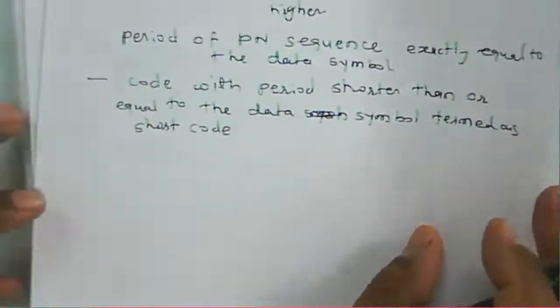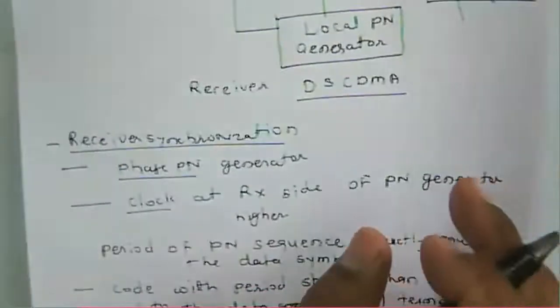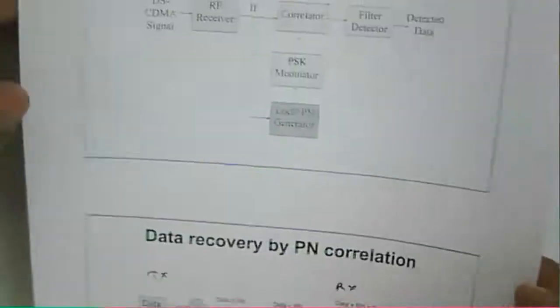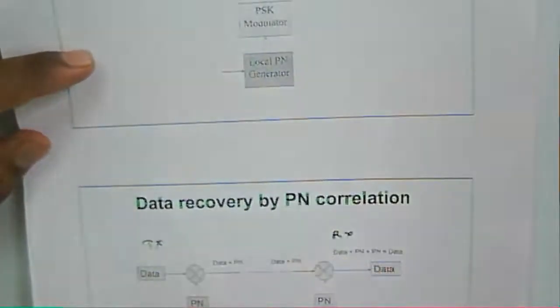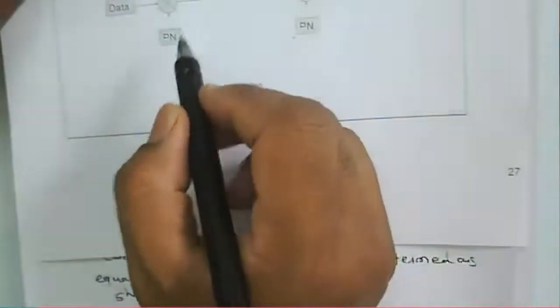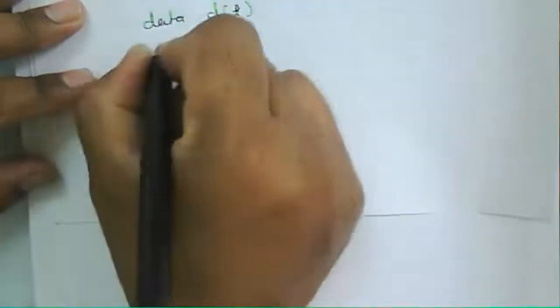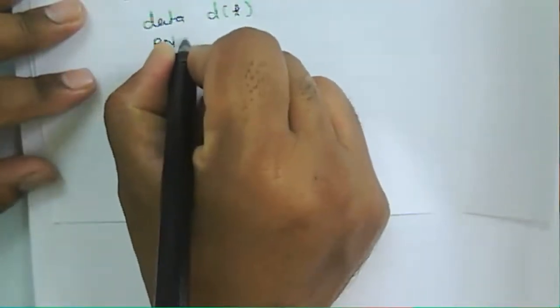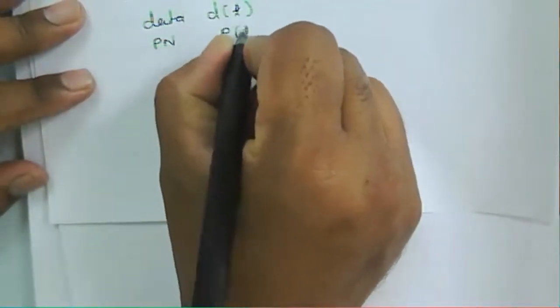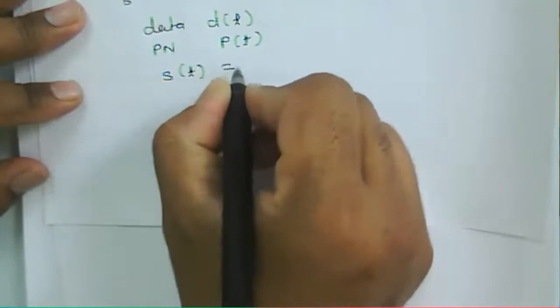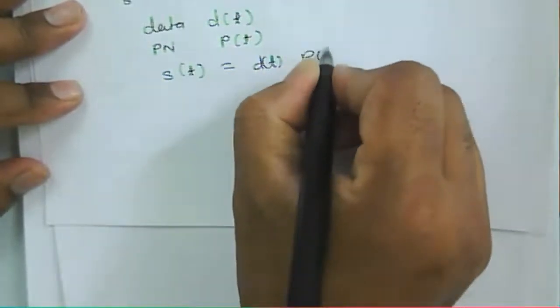Next, for a given data, when the DSSS data is modulated, the output is a continuous signal. We write the data as D of t and the PN code as P of t, and the product of these is S of t equal to D of t into P of t.